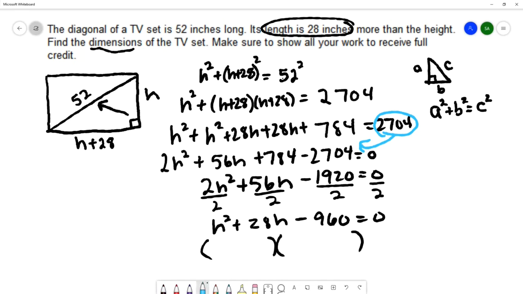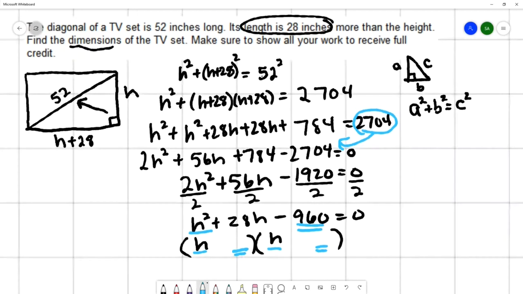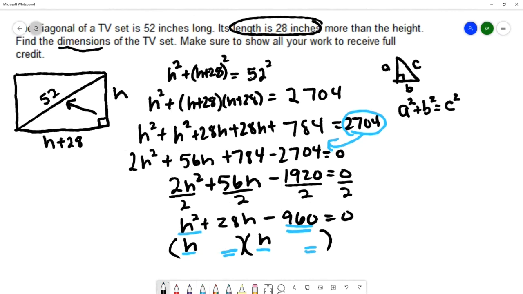I know that these positions in the front of the binomials need to multiply to be h squared, so that'll be h and h. The numbers at the end of the binomials need to multiply to be 960. I'm not familiar with the factors of 960, so I'm going to go through step by step and list out the factors, and I'm looking for a pair of factors that will get me a 28 in the middle. So I'm going to start with 1 and 960. That clearly will not get me 28.